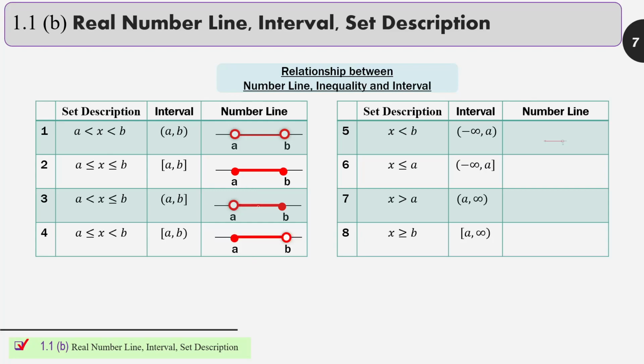If you have infinity less than b, sorry, if I say less than a, that means this one is less than a, and less than or equal means you have a solid dot. Then greater than a, from a you go to the right-hand side, and greater than or equal, this one is at a, so solid. As I say, infinity never has a square bracket.